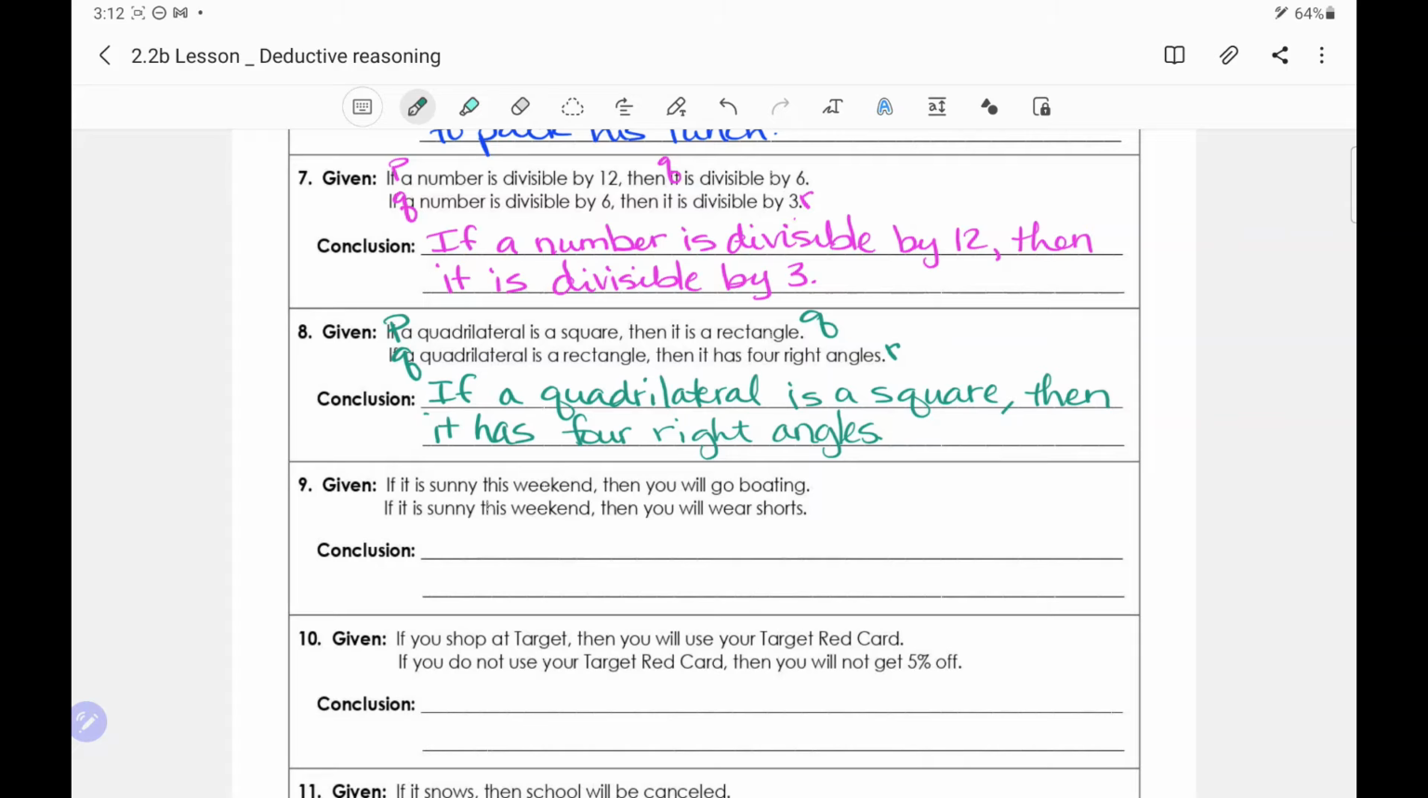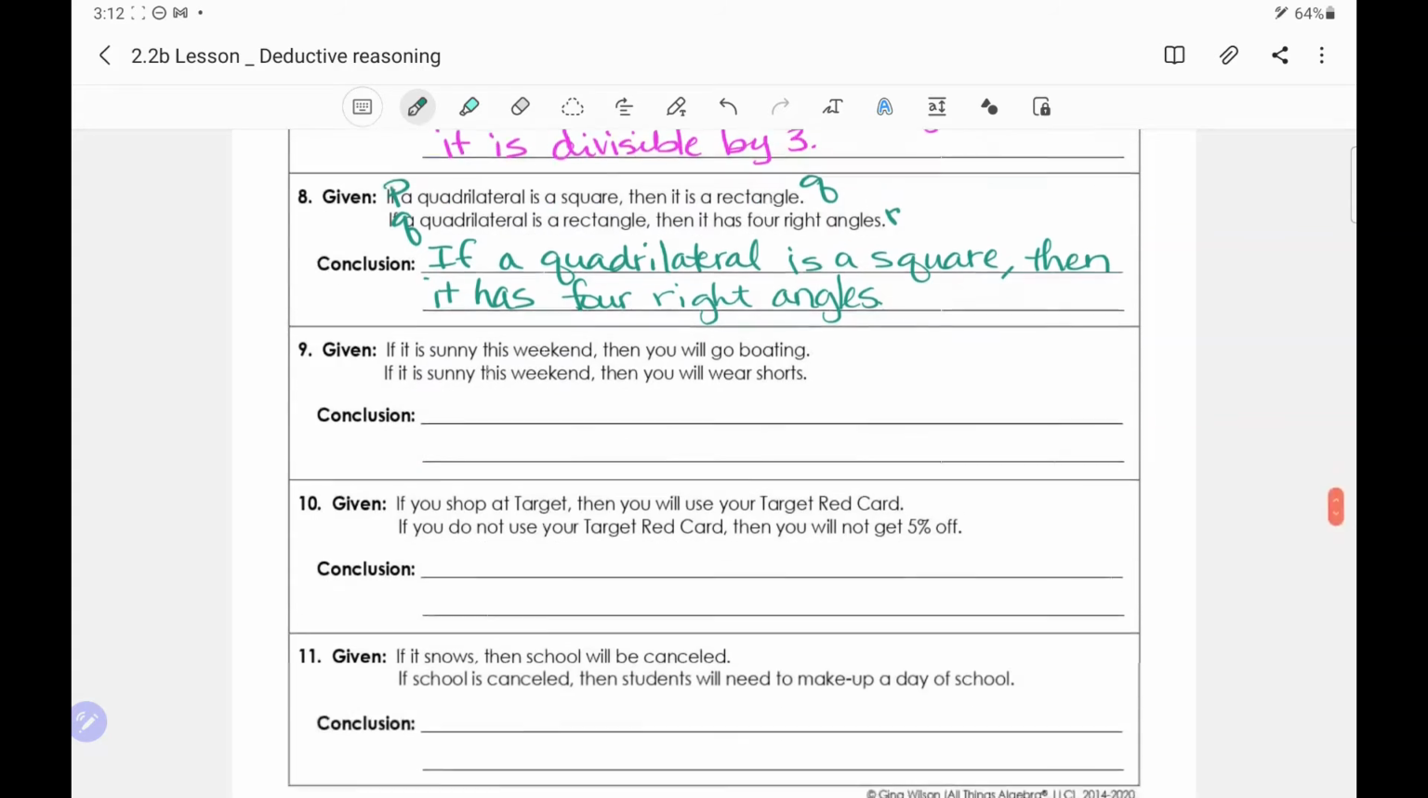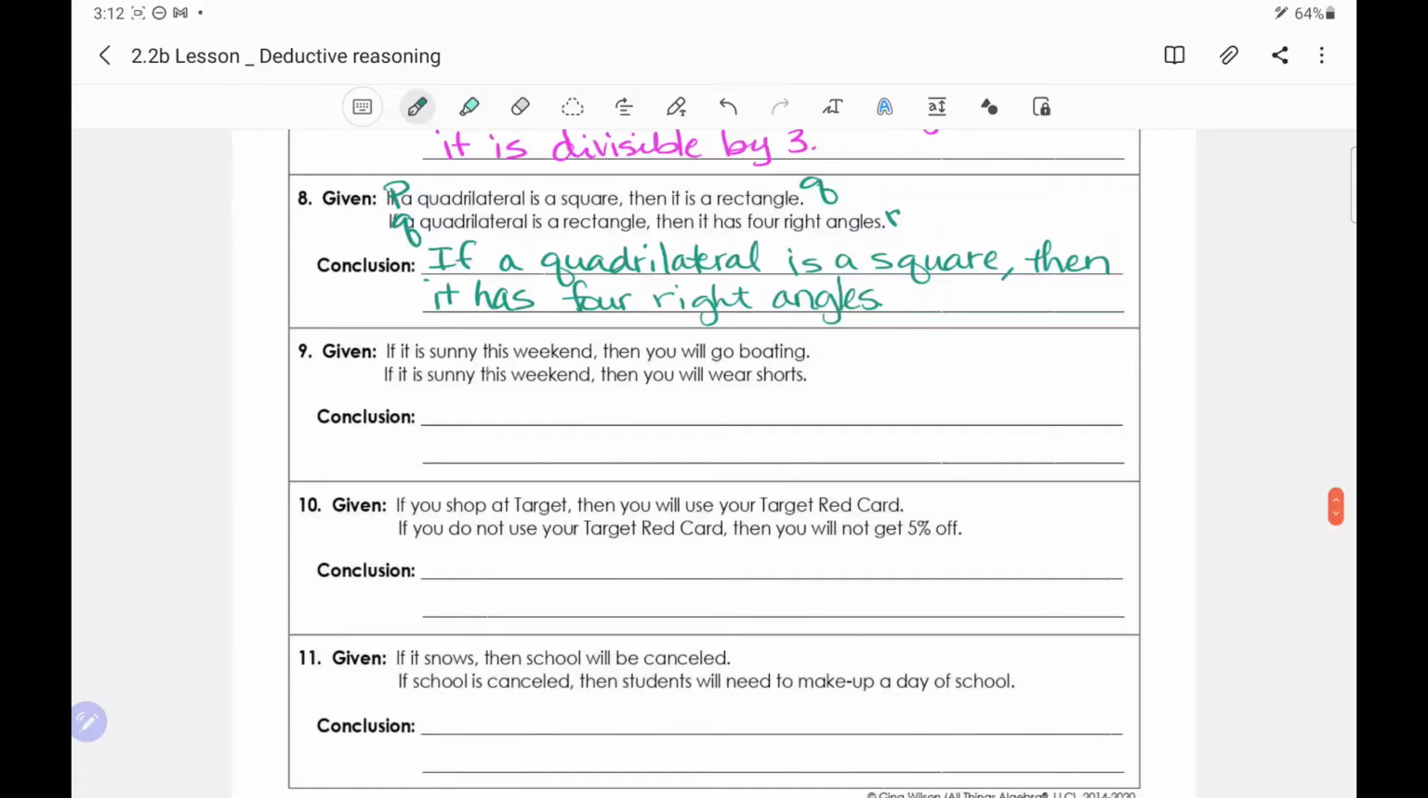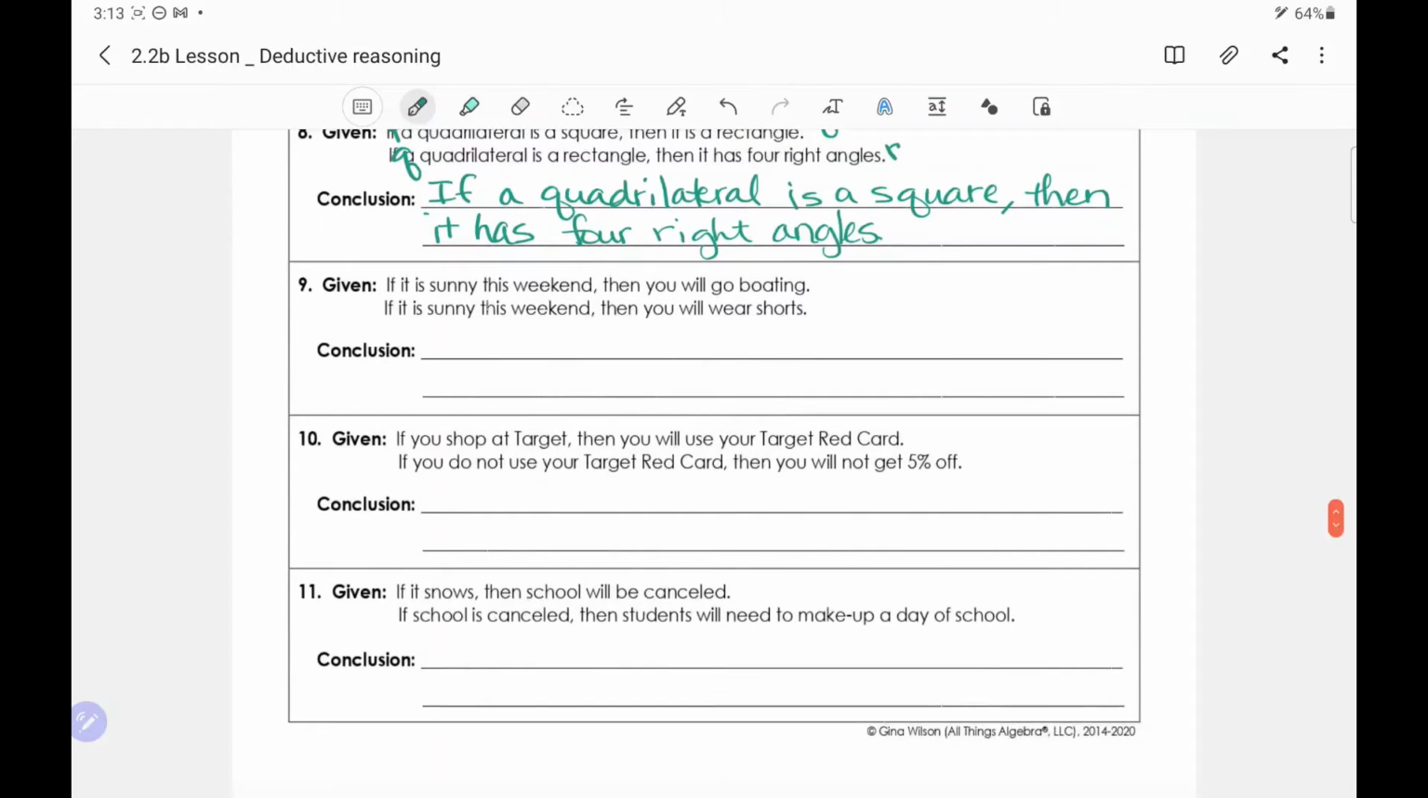Again, this is if P then R, because our statement was valid. Looking at number 9, if it is sunny this weekend, then you will go boating. If it is sunny this weekend, then you will wear shorts. That one already sounded different.